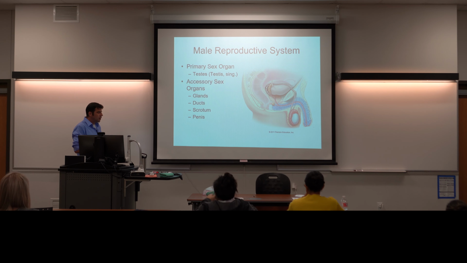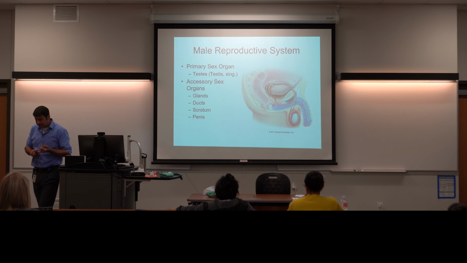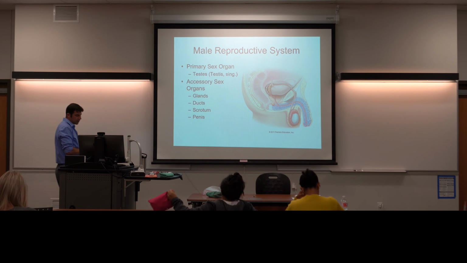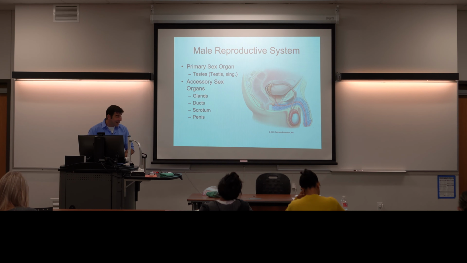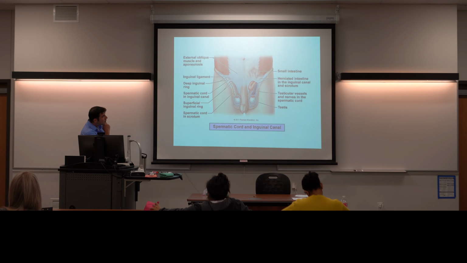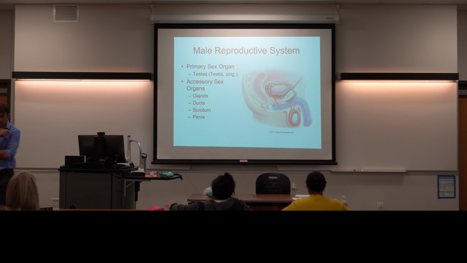In males, the primary sex organ is the testes. Secondary sex organs are going to be a list of glands. We're going to see things like seminal glands, prostate gland, and bulbourethral gland. I believe all of those are on the lab list and in the class handout.